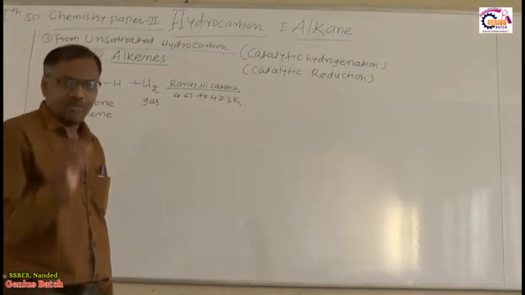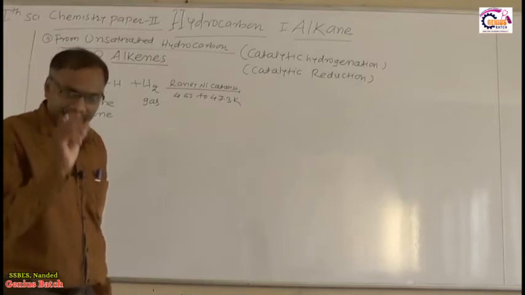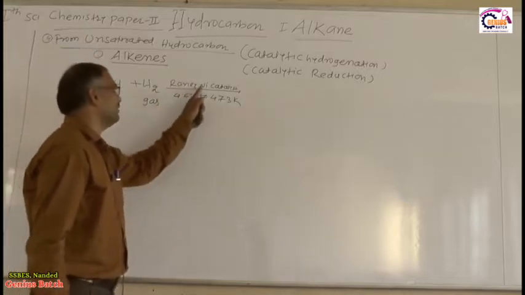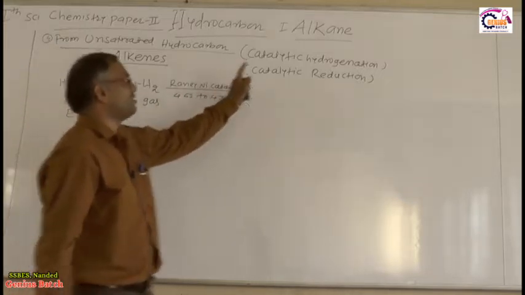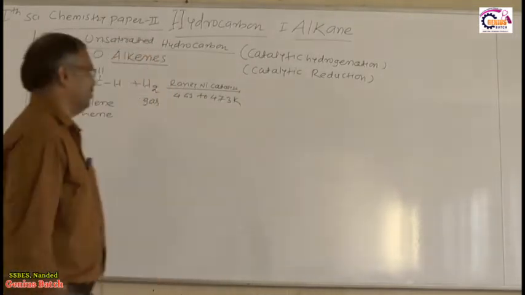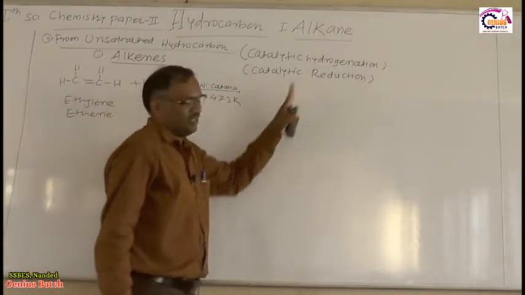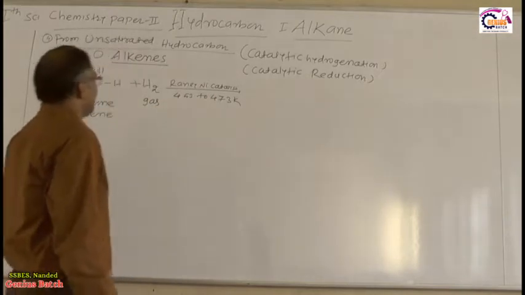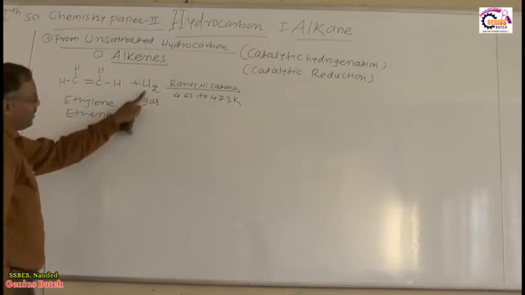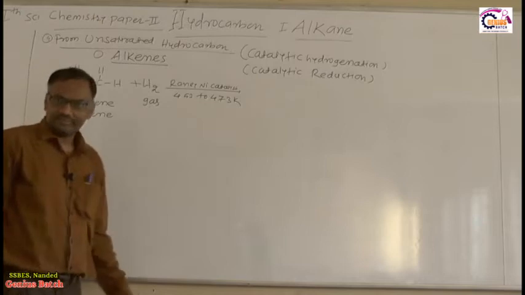Have you understood why it is called catalytic reduction or catalytic hydrogenation? The hydrogenation or reduction is carried out by using the nickel catalyst, therefore it is called catalytic hydrogenation or catalytic reduction. So we have defined what catalytic hydrogenation is. Now how is this process carried out? See, this is ethylene, and one hydrogen molecule is added across the carbon-carbon double bond.